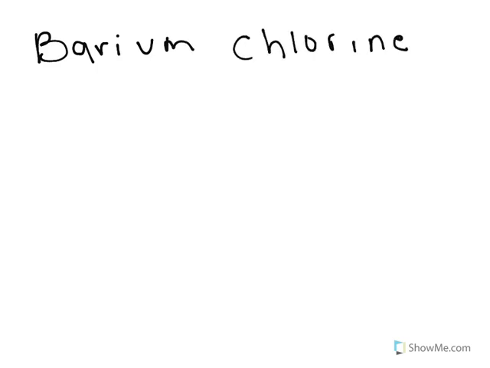Practice writing ionic formulas. To complete this exercise, you will need your periodic table. Let's start with a compound composed of barium and chlorine. If you look at your periodic table, you will see that barium is located in group 2. Therefore, barium has a charge of +2. Chlorine is located in group 7. Therefore, the chlorine ion has a charge of -1.